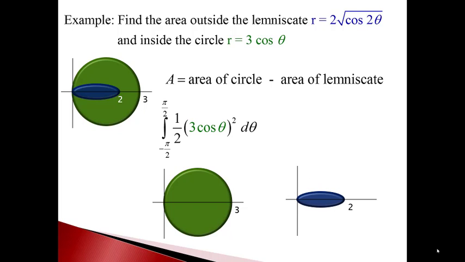The area of the other curve is found by the integral from minus pi over 4 to pi over 4 of 1/2 multiplied by 2 square root of cosine 2 theta squared. The limits of integration are found by graphing and using the equation r equal to square root of cosine 2 theta.